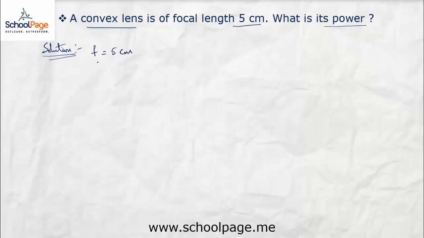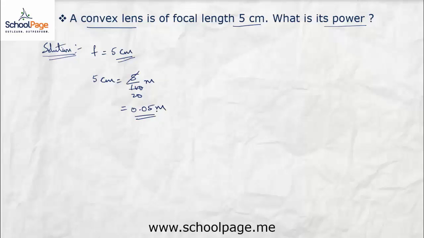In order to calculate the power of a lens, we need its focal length in meters. But here the focal length is given in centimeters. So we should first convert the focal length into meters. So 5 centimeter is equal to 5 divided by 100 meter. It is 0.05 meter.